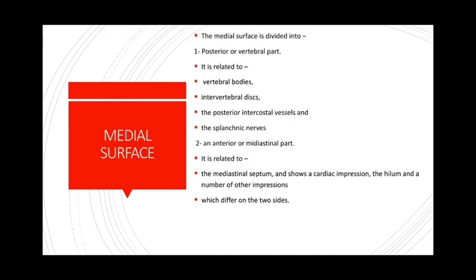The medial surface is divided into a posterior or vertebral part and an anterior or mediastinal part. The posterior part is related to the vertebral bodies, intervertebral discs, posterior intercostal vessels and splanchnic nerve, right? The anterior or mediastinal part is related to the mediastinal septum, having the impression of the cardiac and hilum, and a number of other impressions which differ on the two sides, right? So this is the surface.